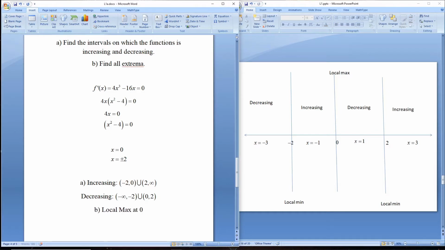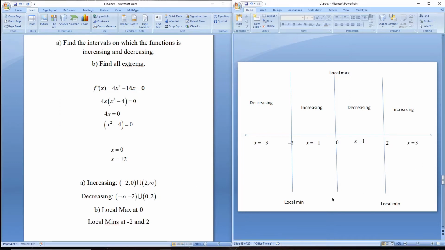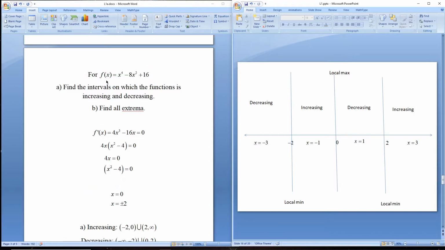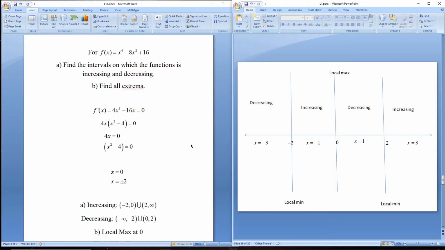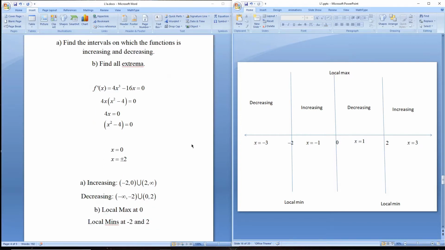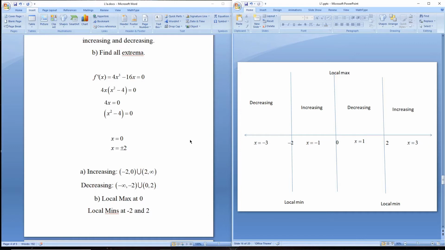So our local max is at 0. And we have local mins at minus 2 and 2. So we answered the question of locals. Now remember, we started this by concluding there's no global max because the function blows up to infinity. So there's no global max. But what about a global min?